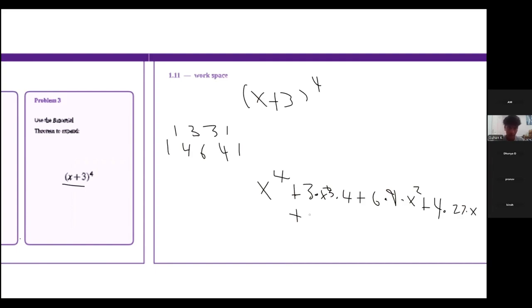So now let's multiply this out. We're going to get x to the fourth plus 3 times 4 is 12, so 12x cubed. And then 6 times 9 is 54, plus 54x squared. And 4 times 27 is going to be 108, so 108x. Plus 3 to the fourth is 3 times 3 times 3 times 3, which is also 108. No, sorry, it's 81. Okay, so that's going to be our answer for the second problem. Any questions on either of those problems?